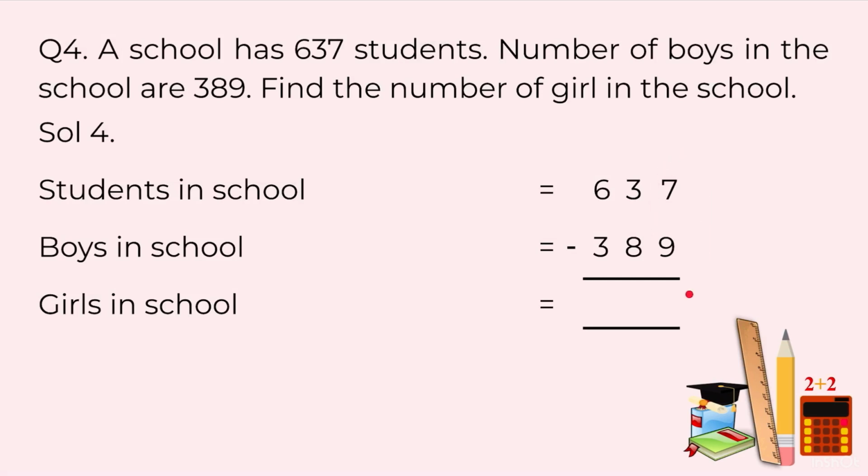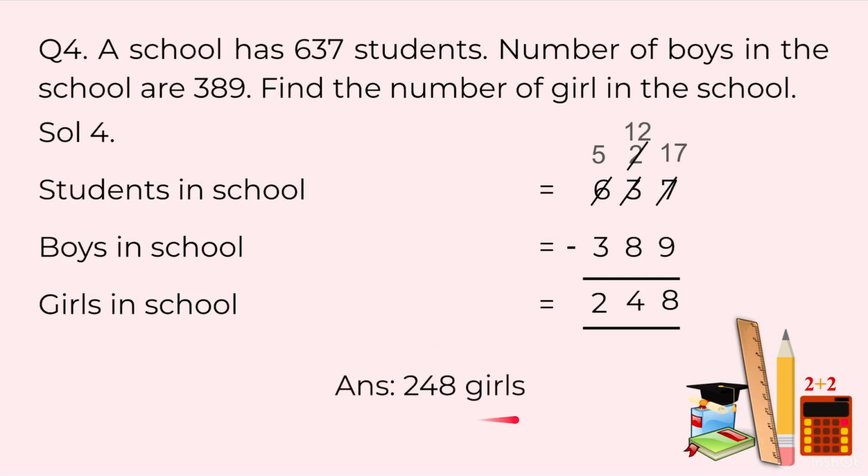Now going to the ones column, 7 minus 9, we cannot do that. So we will borrow from the tens column. We'll cut 3, write 2 on top. We'll cut 7, write 17 on top. 17 minus 9 will give us 8. Then in the tens column, 2 minus 8, we cannot do that. So we will cut 6, write 5 on top, and cut this 2 and write 12 on top. From 12 we can subtract 8, we get 4. Then 5 minus 3, that will give us 2. So the number of girls we get as 248 girls.